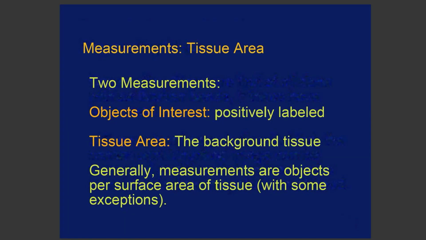When you do measurements, generally you're looking at two measurements. The measurements of the objects of interest, those things that are positively labeled, and then the tissue area that the objects of interest sit on. So that would be the background tissue. Generally, measurements are the objects per surface area of tissue. And of course, there are some exceptions.